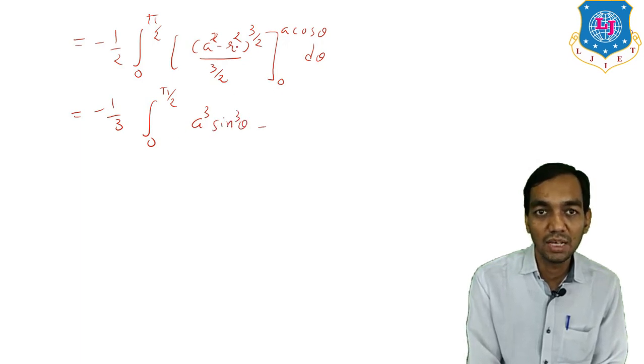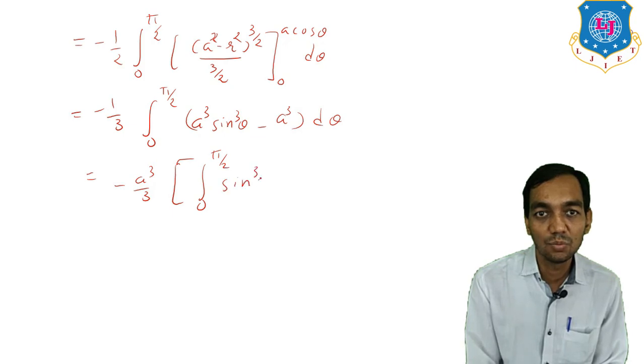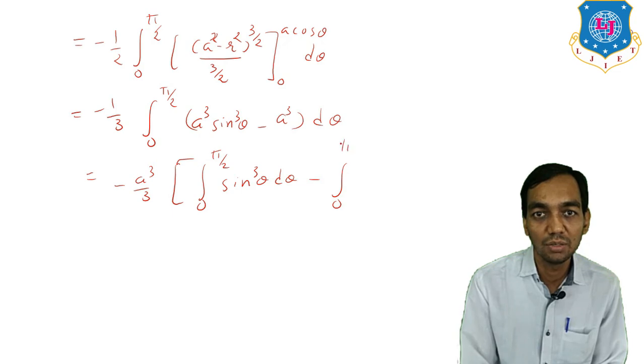Minus, if you put r is equal to 0, then you will have a cube. Correct? Now a cube common out, and that will give you minus a cube by 3. And we are going to separate the integrations: 0 to pi by 2 sine cube theta d theta minus integration 0 to pi by 2 d theta.